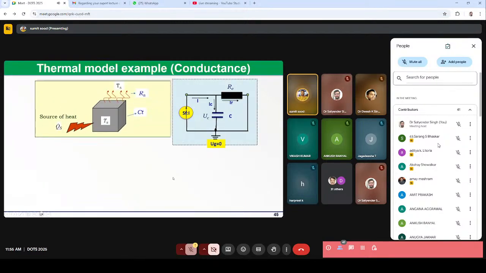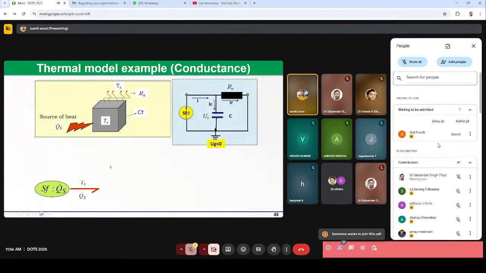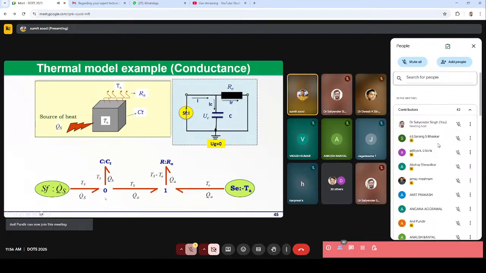So we can also consider a thermal model example here. There is a source of heat, QS, that is heating this block, and then there is an ambient temperature TA, to which the heat is being rejected. In this case, we can represent this with the help of a zero junction here, because the source of heat and the temperature at which the capacity is receiving the heat will be the same. And this resistance or loss will be based on the difference of the temperature, or difference of the effort. That's why we have taken a one junction here on which we have connected this RA.